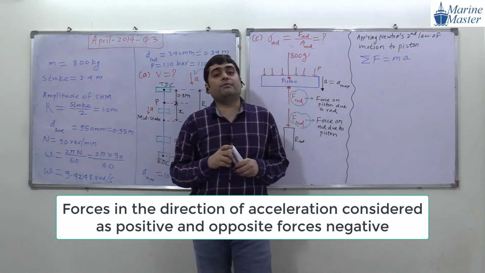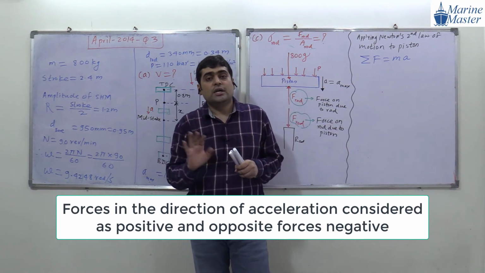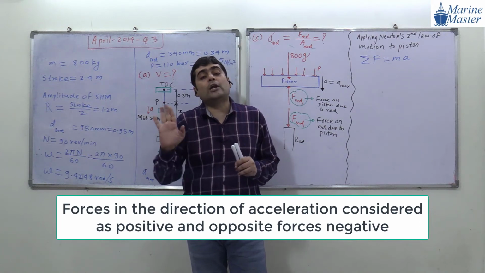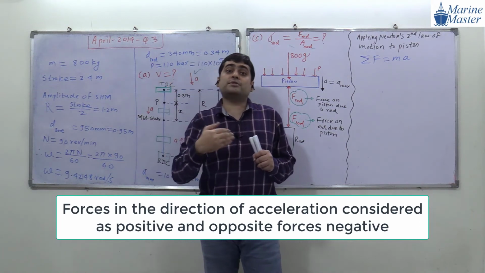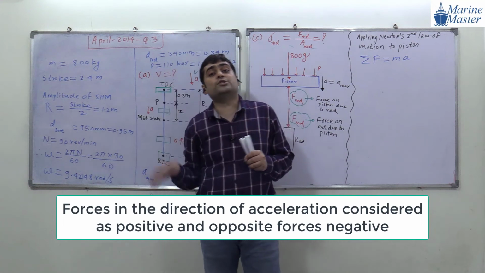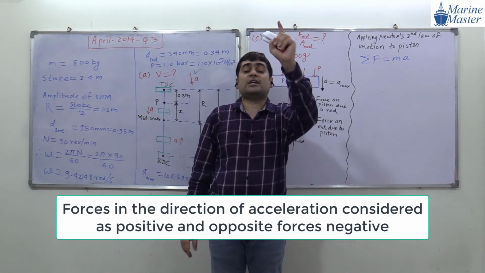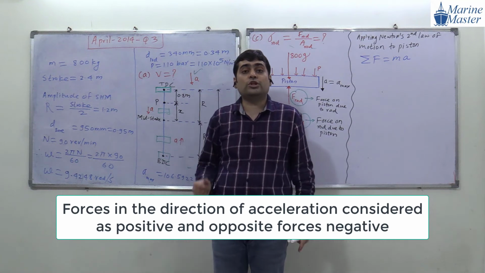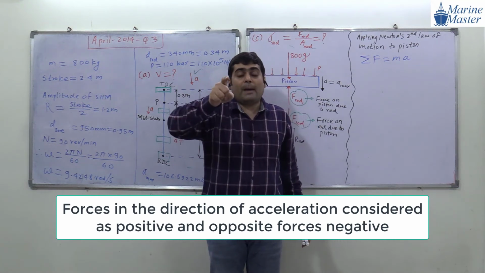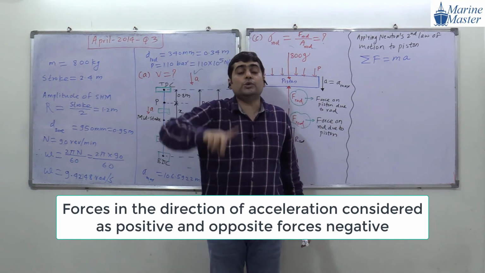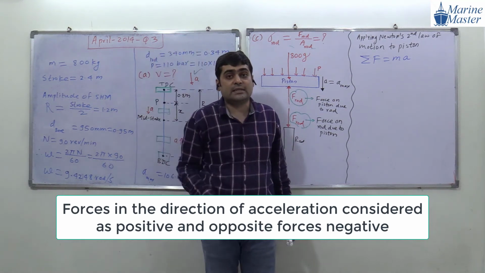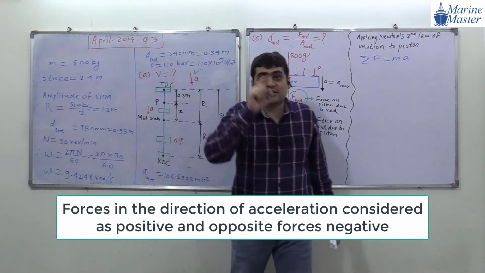But in this chapter we will not follow that analogy of linear motion. In this chapter of simple harmonic motion, forces in the direction of acceleration are considered positive and opposite forces negative, guys. Remember the point. And what is the next important point here?